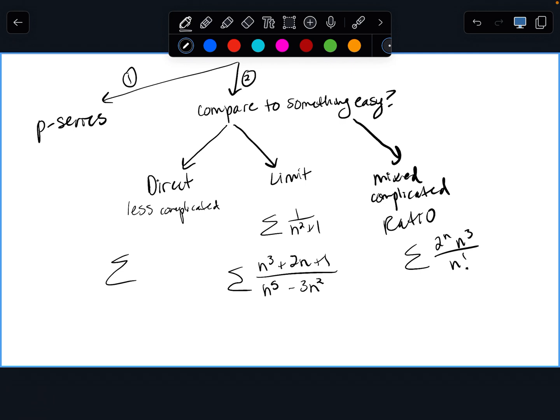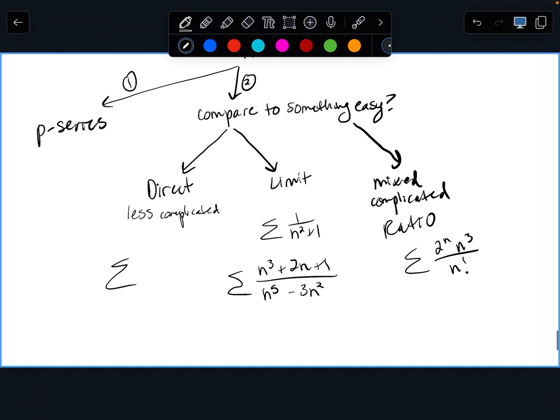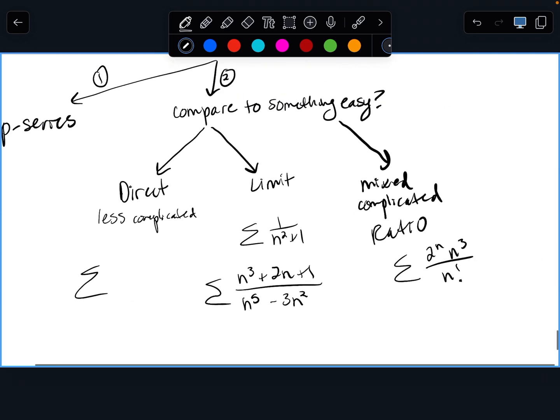Or if you had, what would be another one? Well, that I could do ratio. I'm having a brain fart right now. But those are ones that are all similar, like they're all geometric or all n's. There's not a mixture of them. I usually do these comparison, and then when it's a mix, I do ratio.